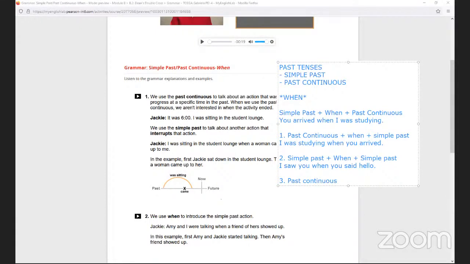We can use both in past continuous, but we can't use it with the connector when. We're going to use only while when we talk about both actions in continuous, okay? So for example, here I can say, maybe I was studying while she was singing. Okay, so both actions, but using while.